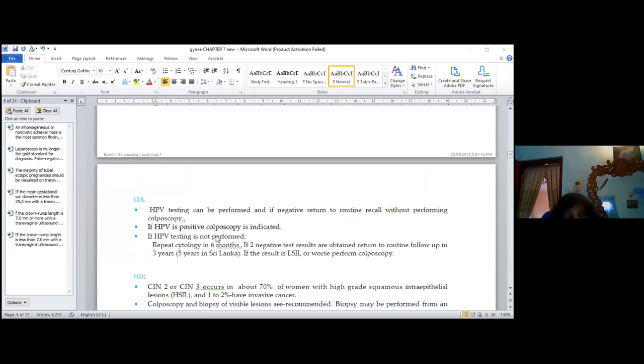Then if it comes as LSIL, that is low-grade squamous intraepithelial lesion, again we follow the same principle: we do HPV testing, and if HPV is positive, colposcopy. If the HPV test is not performed, repeat cytology in 6 months. If two negative test results are obtained, they return to routine follow-up. If the result is LSIL or worse on follow-up, they go for colposcopy. So ASCUS and LSIL are managed in the same way. ASC-H and HSIL are managed with colposcopy.